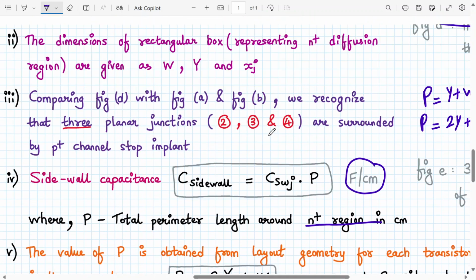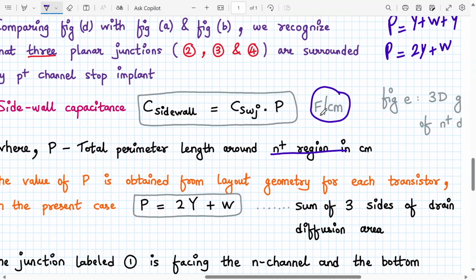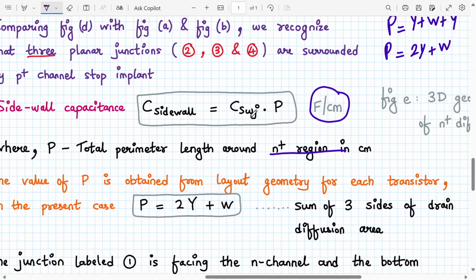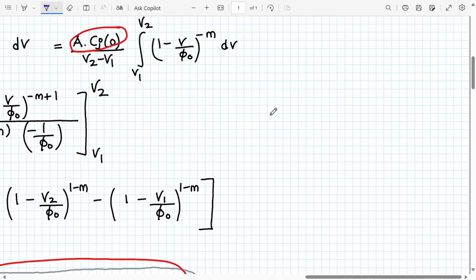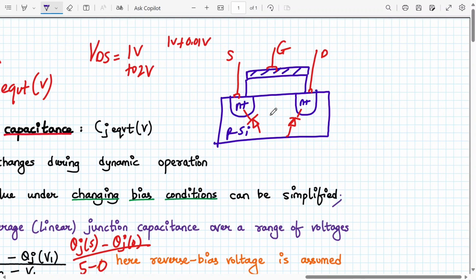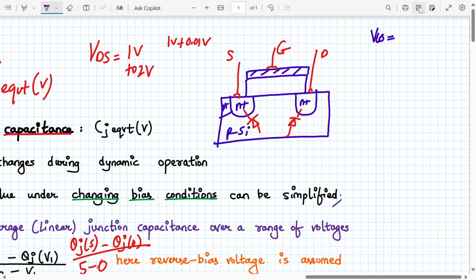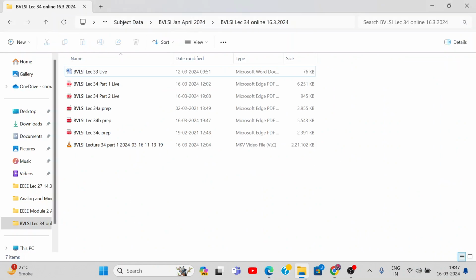So please write down these formulas. C sidewall is CSWJ into P. Now why have we not written DWJ? Because normally in any PN junction, source voltage is almost not changing at all. Yes or no? So all the voltages VGS. Let me just open this PDF again.